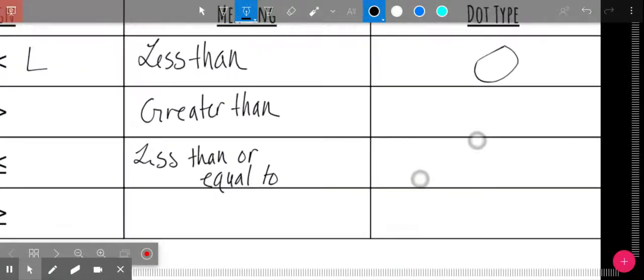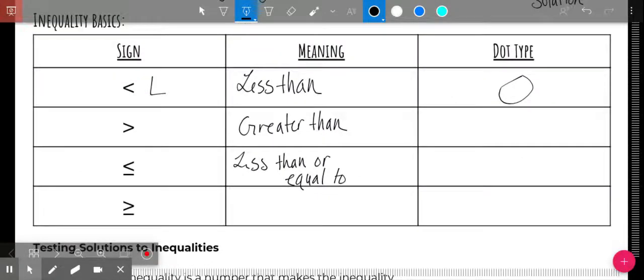Okay, so I forgot to talk about the dot type for greater than. My bad. So since it's just greater than, it's not equal to, it's going to be an open dot because it's not going to be equal to it, just greater than. The less than or equal to, that's going to be a closed dot because it has that or equal to. So that's going to be a closed dot. So it's going to be filled in.